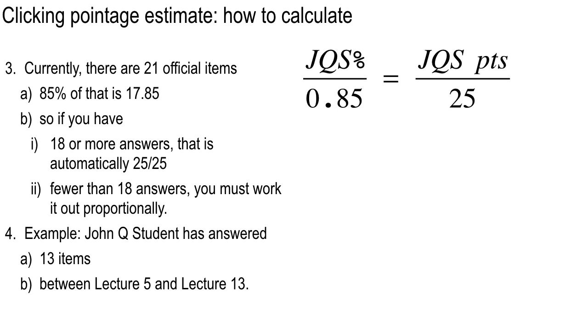starting with the official start of clicking in lecture 5 and all the way up to Tuesday's lecture, lecture 13. All right, now 13 out of 21 is 0.619. Break out your calculator, you're going to need it in a minute. And if you don't have a calculator, break out your cell phone and use that calculator because you're going to need it in a minute.